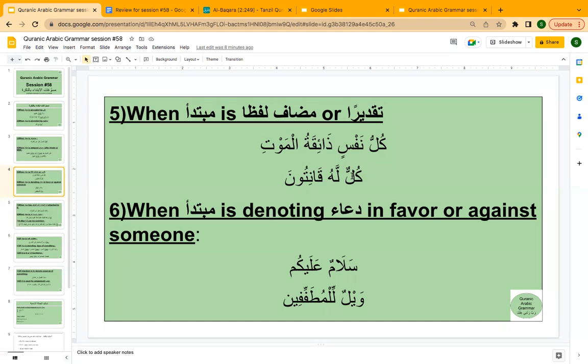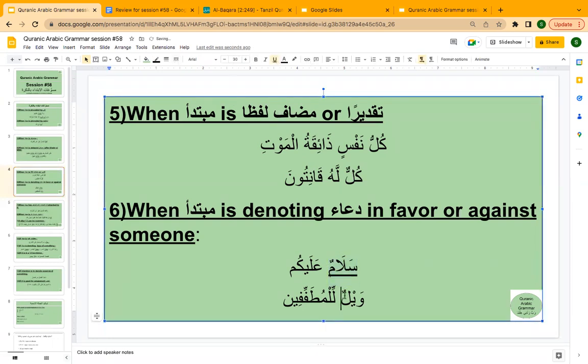Make sense? That everyone to him is qanit, except human beings, unfortunately. So when mubtada is denoting a dua in the favor of someone or against someone, okay? When mubtada is denoting dua that is in the favor or against someone, it is allowed for your mubtada to be common. Do you see anything here?